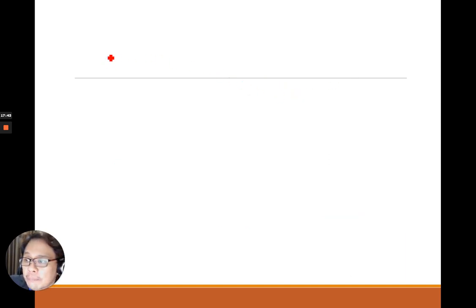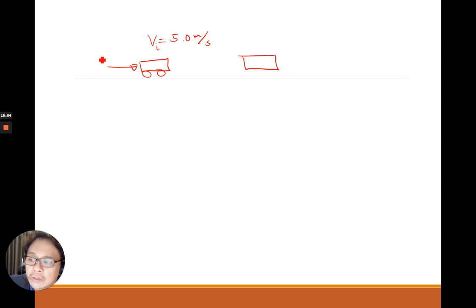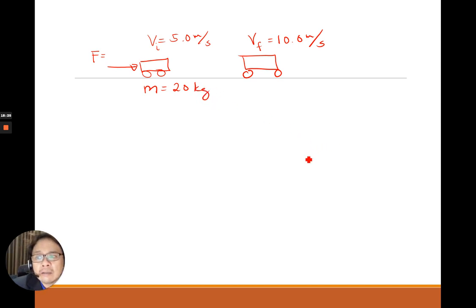Let's have another example on this. Let's say that initially a cart is moving at a speed of 5.0 meters per second. Let that be v initial. And then there is a force exerted on this cart that led it to move and change its speed to 10.0 meters per second. And the mass of the cart is, let's say, 20 kilograms. And then you are asked how much work was done on the cart.